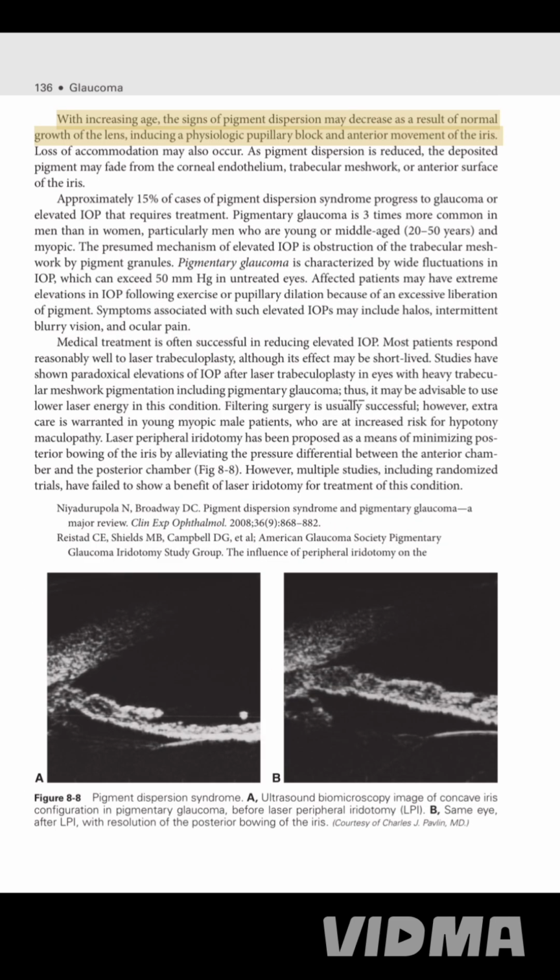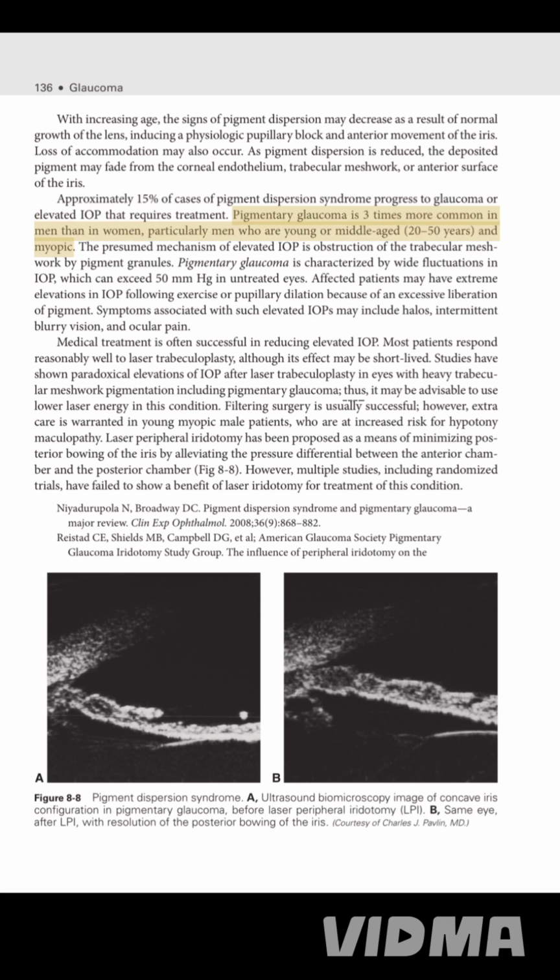With increasing age, the signs of pigment dispersion may decrease as a result of normal growth of the lens, inducing a physiologic pupillary block and anterior movement of the iris. Loss of accommodation may also occur. As pigment dispersion is reduced, the deposited pigment may fade from the corneal endothelium, trabecular meshwork, or anterior surface of the iris. Approximately 15% of cases of pigment dispersion syndrome progress to glaucoma or elevated IOP that requires treatment.